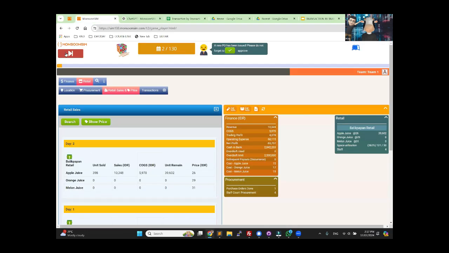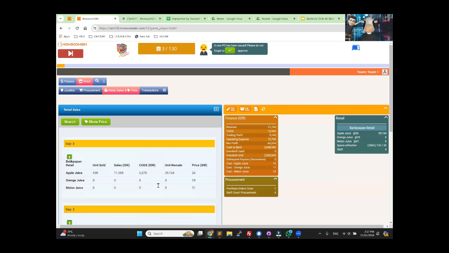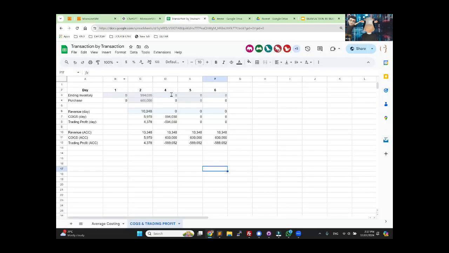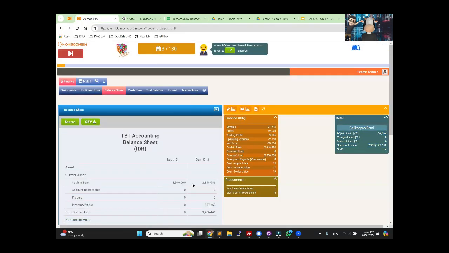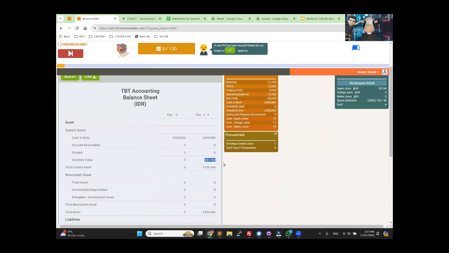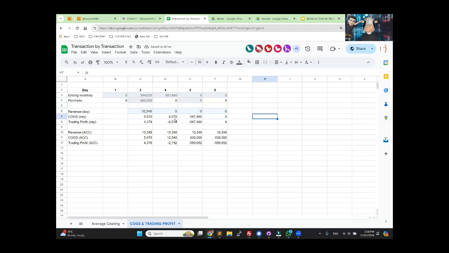All right, so let's simulate one more day. If I go to another day, look what happened, right? Did we buy anything? No, we didn't buy anything. What is our ending inventory today? Day 3 inventory is 587460. Now today, my COGS is 6570. Accumulated is 12,500. So this is the accumulated part. It's basically just adding from yesterday.